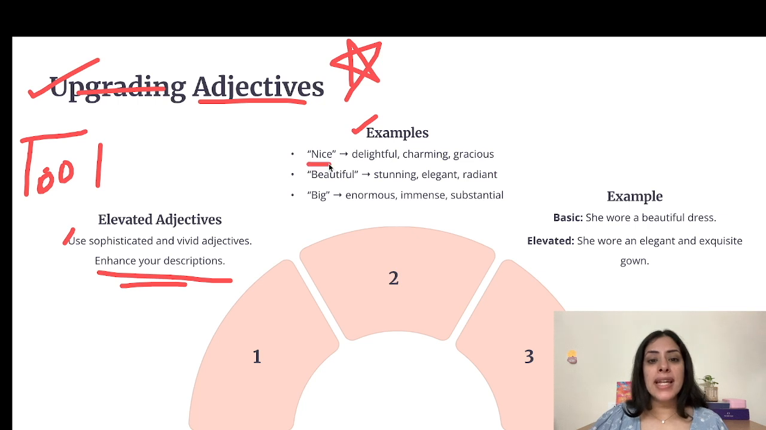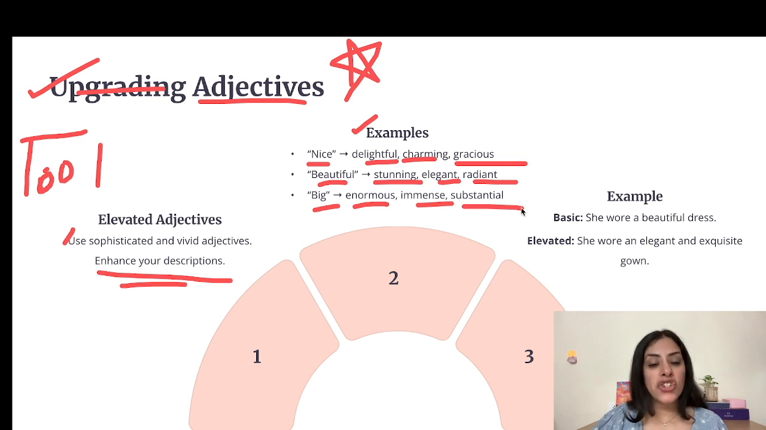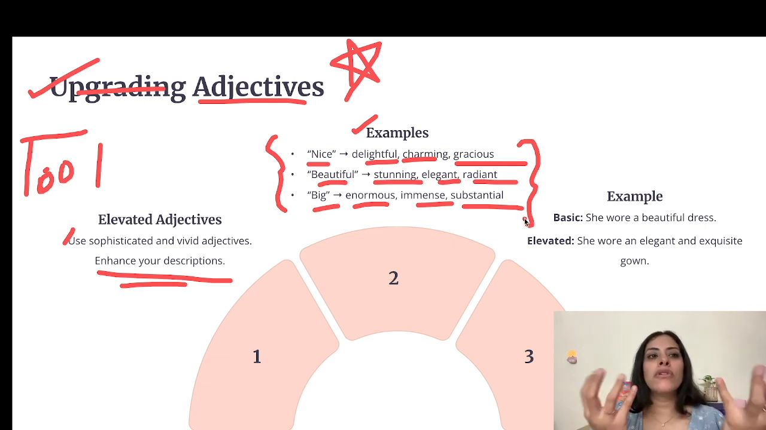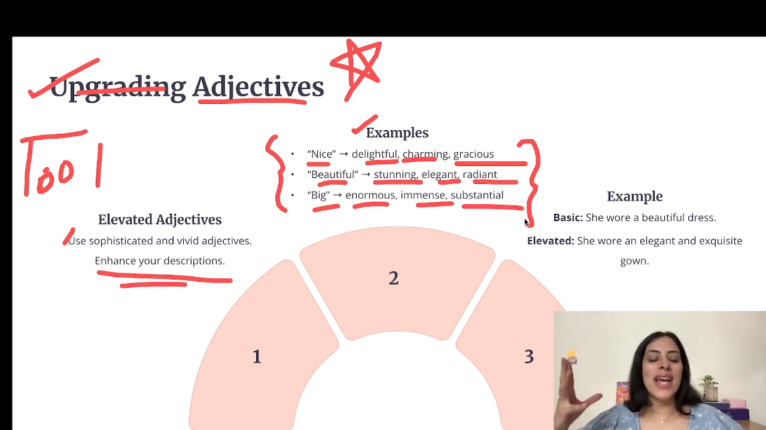For instance, nice can be delightful, charming, gracious. Beautiful can be stunning, elegant, radiant. Big can be enormous, immense, substantial. So you see the shift that we create. Instead of just saying something is nice, something is beautiful, or something is big, we are using words such as charming, stunning, elegant, mesmerizing. Okay.